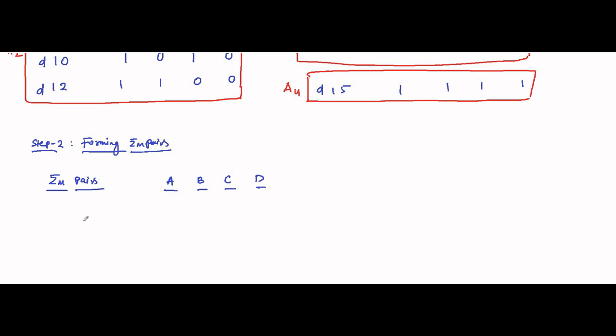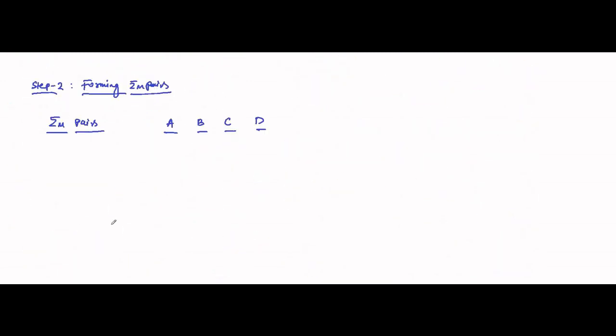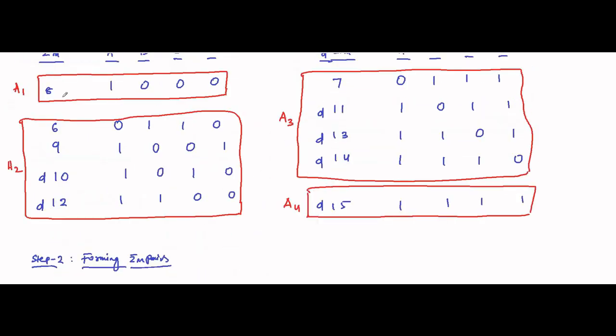So first, in between group A1 and A2, we have 8, 9 with binary representation 100-, the differing bit is blank. Then 8, D10 with binary representation 10-0, then 8, D12 with binary representation 1-00. Okay, this is the minterm pairs between A1 and A2.